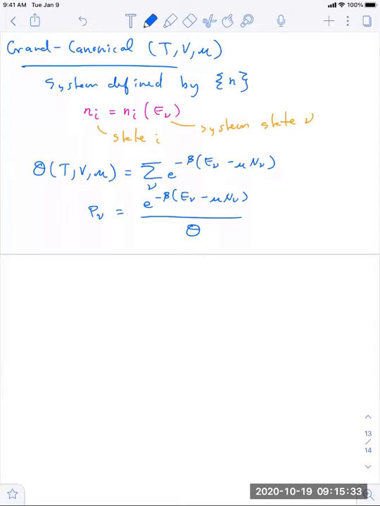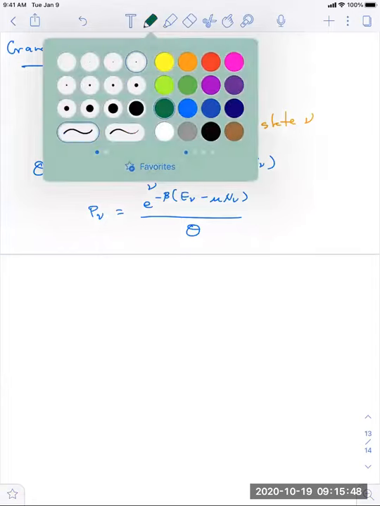So this still holds and this is true, but we know that our system is really defined by these occupation numbers, and our occupation numbers don't appear in this expression, and so it's a little hard to work with. So then our goal is to try to convert this system level view into an occupation number level view.